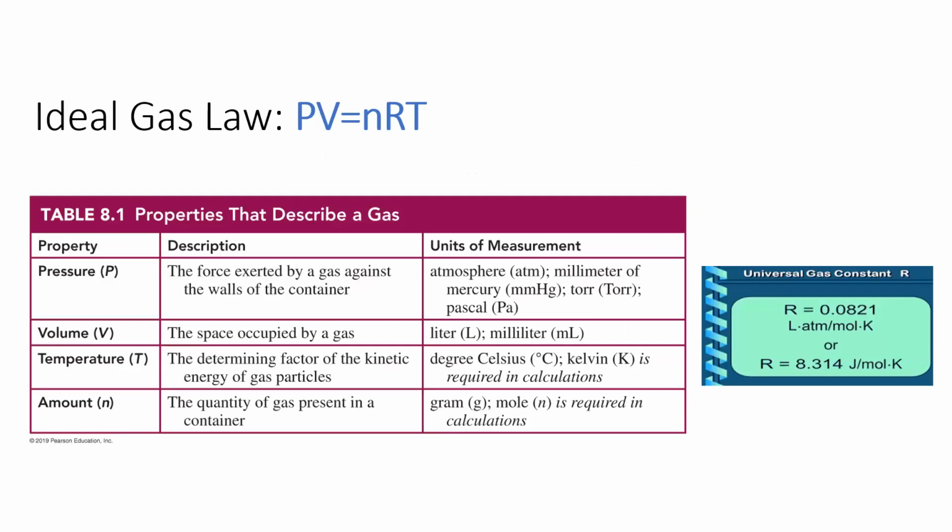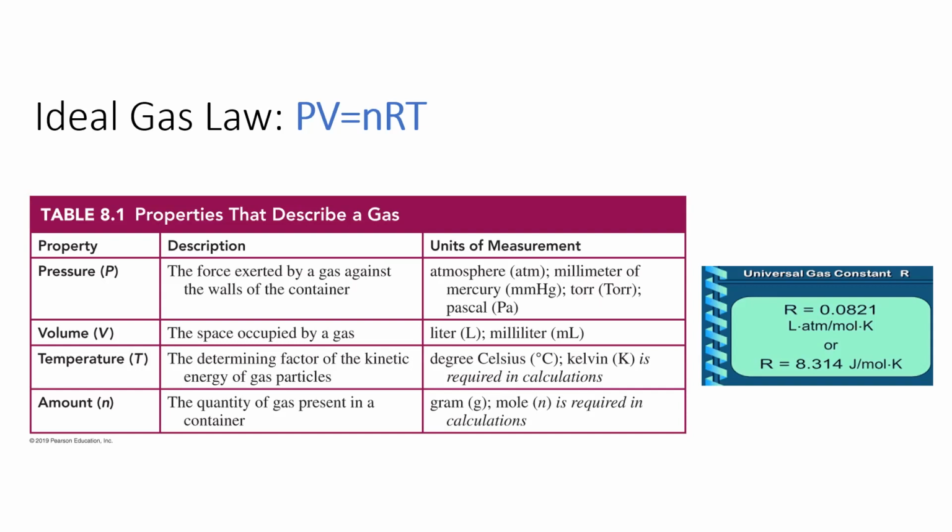Just by way of introduction, the ideal gas law is PV equals nRT, where P stands for pressure, which is the force exerted by a gas against the walls of a container. There are multiple units of measurement that can be used for pressure, such as atmosphere, millimeters of mercury, torr, or pascals. And then there's capital V for volume, which is the space occupied by the gas. Volume is typically measured in either liters or milliliters.